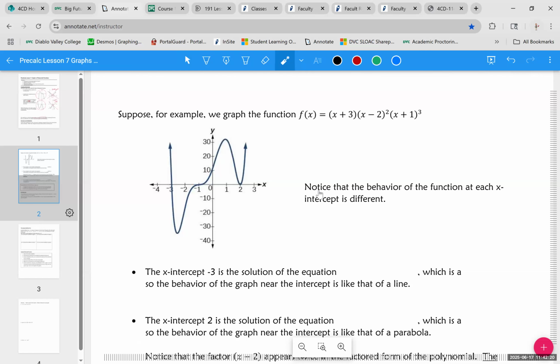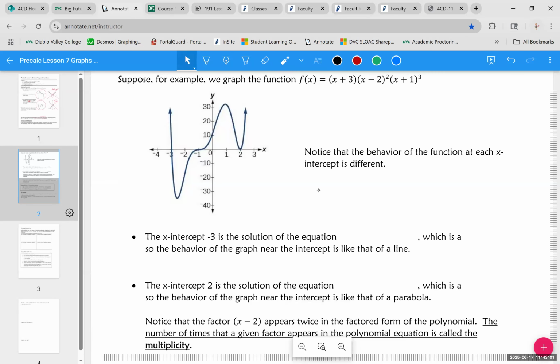And again, you can see I've got another example for this right here. Suppose we have this graph. This is the graph of this function. This function is written in factored form. So x plus 3, I would expect there to be an x-intercept then at -3, and there is. x minus 2, I would expect there to be an x-intercept at 2, and x plus 1, so I would expect there to be another one here at -1. And you'll notice that the behavior of the graph, how the graph is shaped, is different at each one of these x-intercepts.